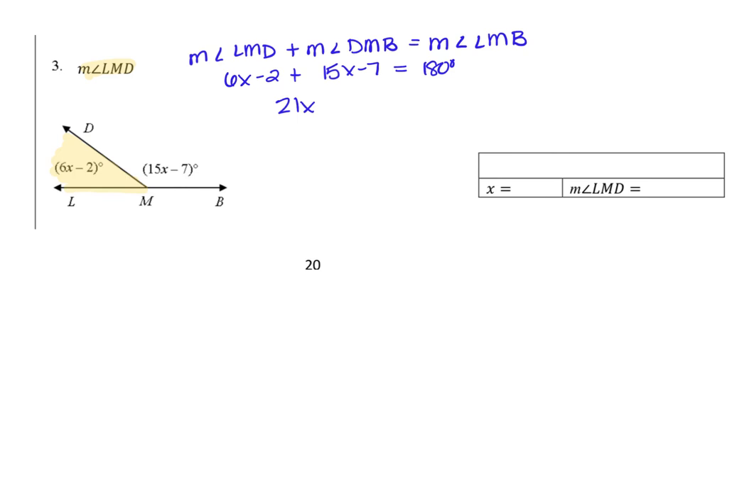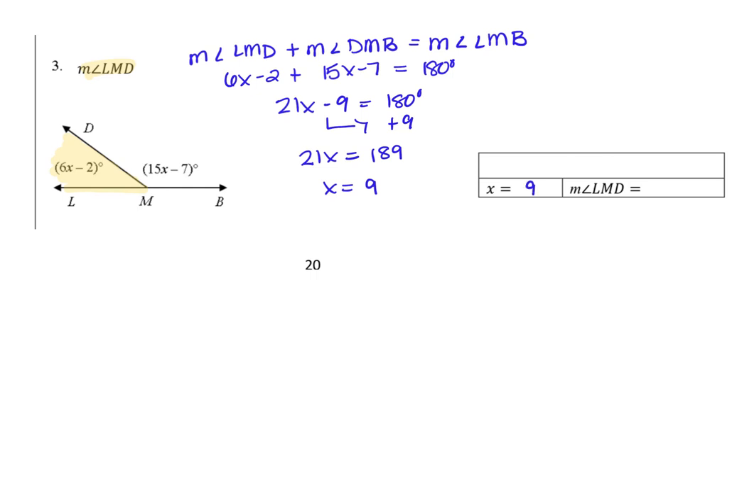And then I have a negative 2 and a negative 7. That's going to give me negative 9. And the 180 didn't change. So to isolate the 21x, we're going to add the 9 over. We get 21x is equal to 189. And then when you divide by 21, you get an answer of x equals 9.